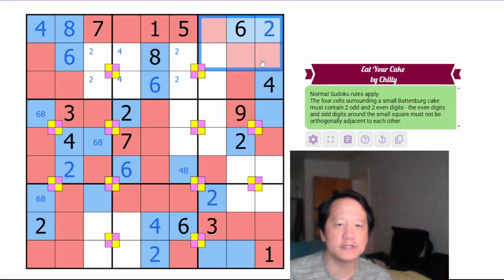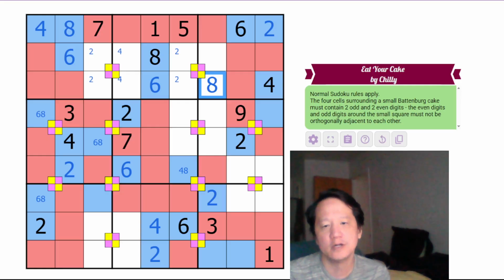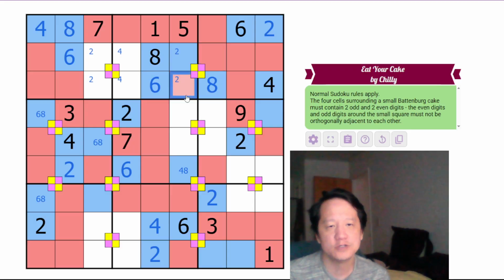Where is 8 in this upper right-hand box? These are all odd because of the odd digits. 8 eliminates 8 here, so this must be 8 here. And that's even, so this must be even here. Therefore, these are odd. 2 then cannot be here, so 2 has to be here, which eliminates 2 here.